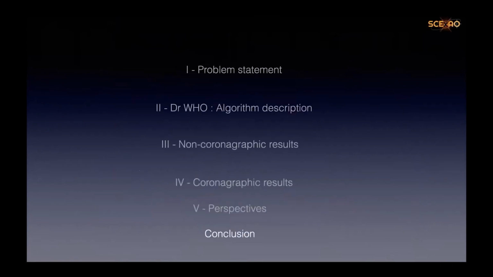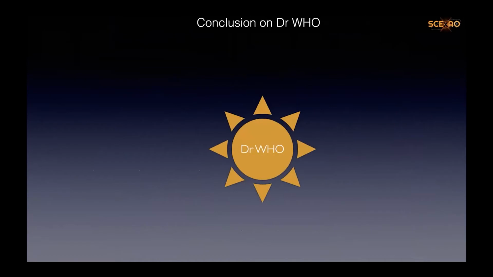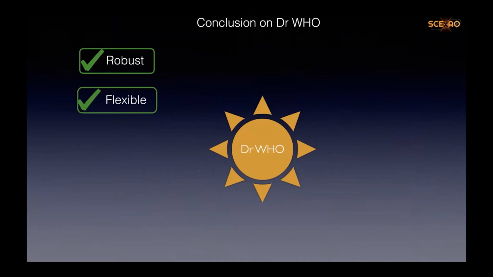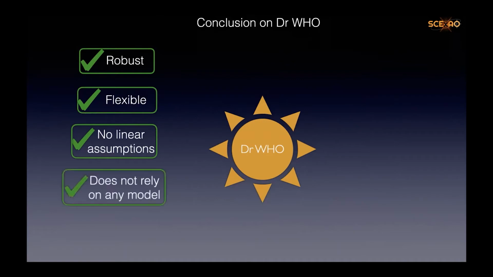All right, very briefly, we'll conclude. So the Dr. Who algorithm is robust. Actually, it cannot really go wrong. According to my tests, it's very flexible because it can basically work on coronagraphic images and non-coronagraphic images, with Shack-Hartmann or pyramid or the wavefront sensor of your choice. It doesn't make any linear assumption. It does not rely on any model.